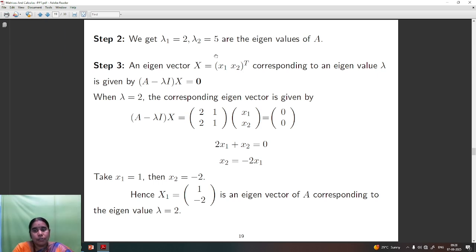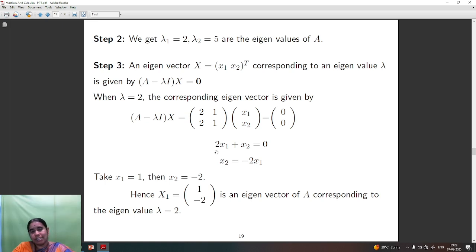Okay. To find the eigenvector, what is the equation? It is nothing but A minus lambda I into x equal to 0. When lambda equal to 2, we substitute, and we get the matrix A minus lambda I as 2, 1, 2, 1 into x1, x2, that is equal to 0. On solving this, we just get a single equation, which is nothing but 2x1 plus x2 equal to 0. By substituting x1 equal to 1, we have x2 equal to minus 2. Thus, we have the eigenvector as 1 and minus 2 for lambda equal to 2.